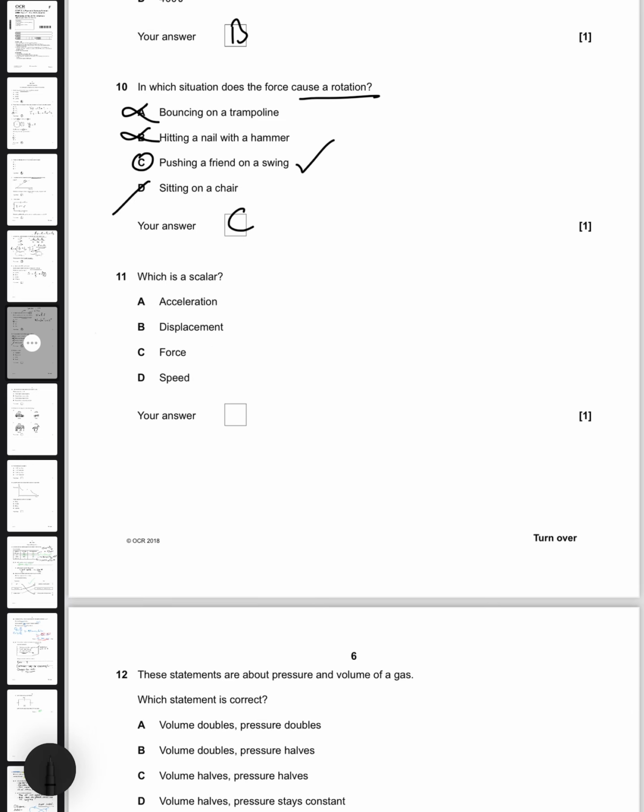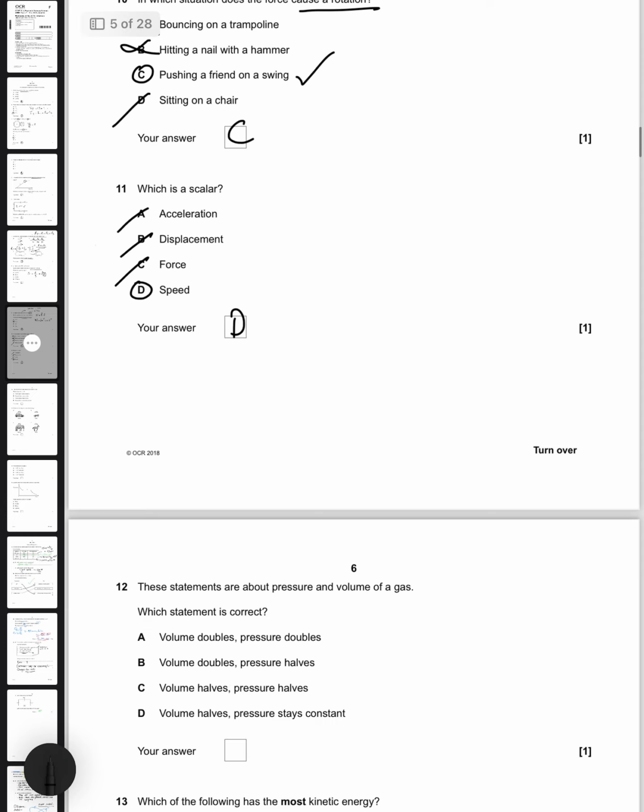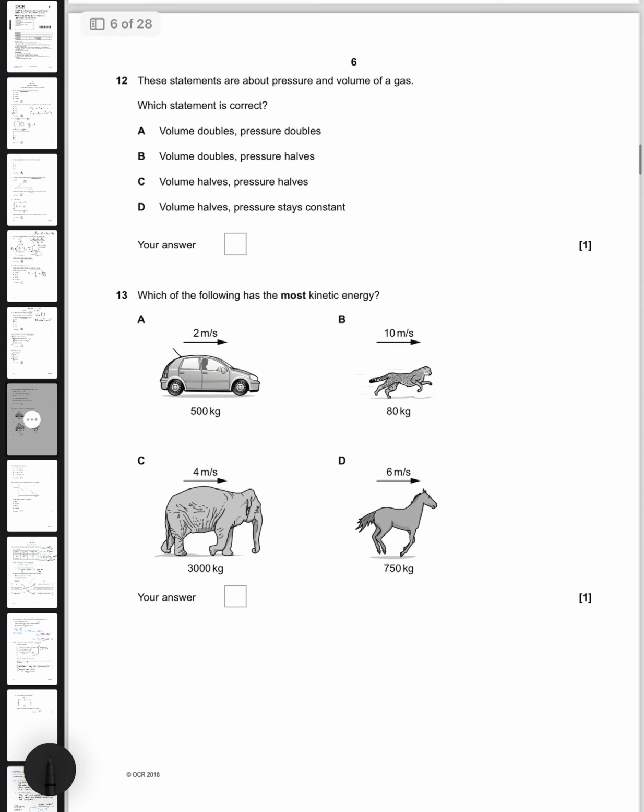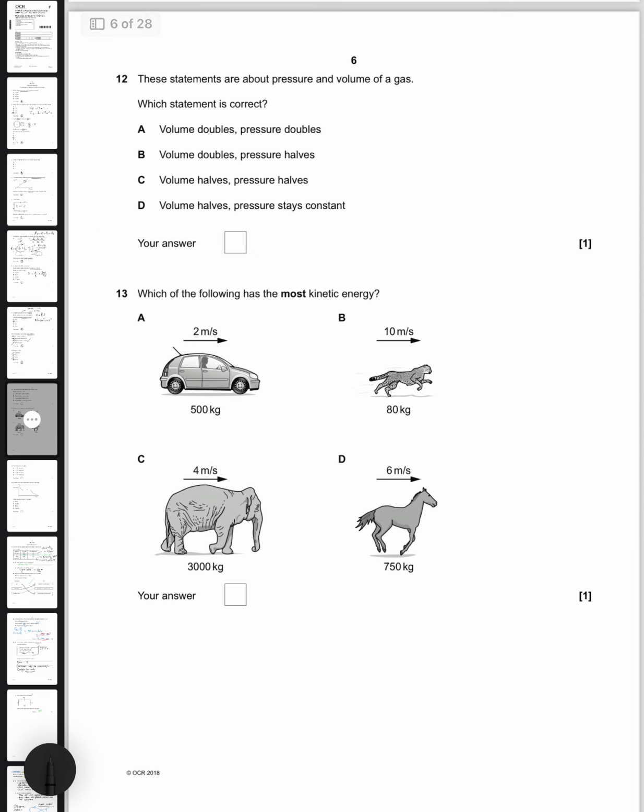Which one is scalar? Obviously, we know that there are two types of quantities, scalars and vectors. I have tons of videos about that on my channel. Make sure you go and see them. And so obviously the answer is not A, acceleration. Displacement is not correct. Force is not the one. And D, the speed would be the correct answer. All the other ones are actually vector quantities.